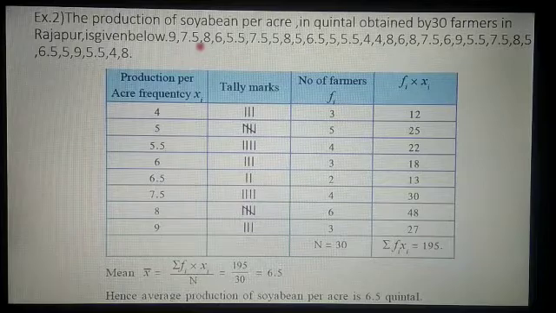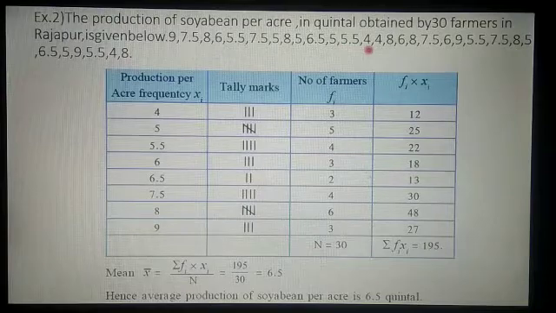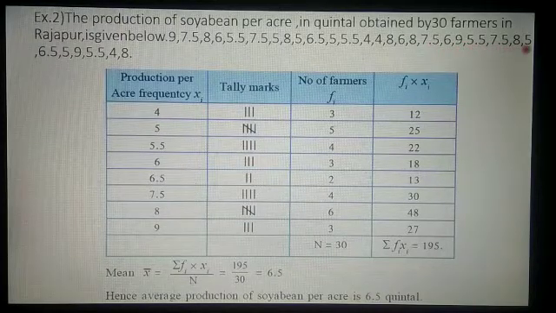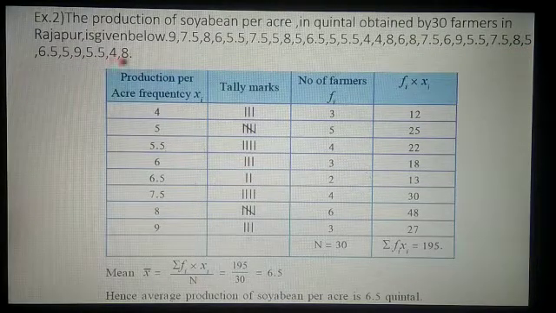9, then 7.5, 8, 6, 5.5, 7.5, 5, 8, 5, 6.5, again 5, then 5.5, 4, 4, 8, 6, 8, 7.5, 6, 9, 5.5, 7.5 and 8, again 5, 6.5, 5, 9, 5.5, 4 and 8. In this way production of soybean is given.